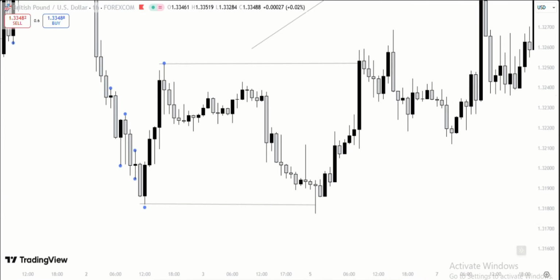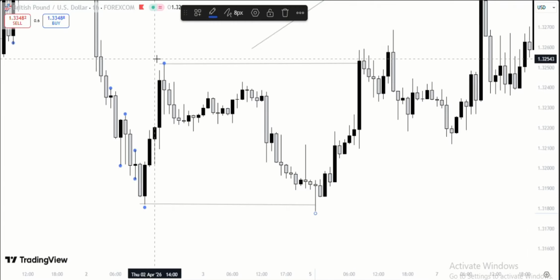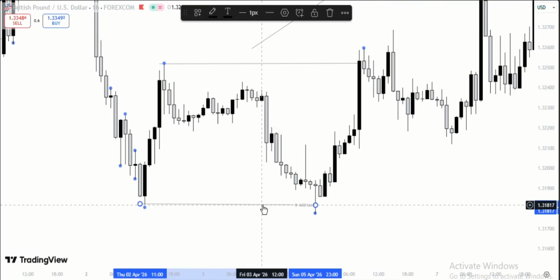Okay, we took this low first. So we'll mark a highlight, I'll put it there. Where is it coming from? It's coming from that high. And then after that, what did the market do? It took this one. Okay, you put your highlighter.